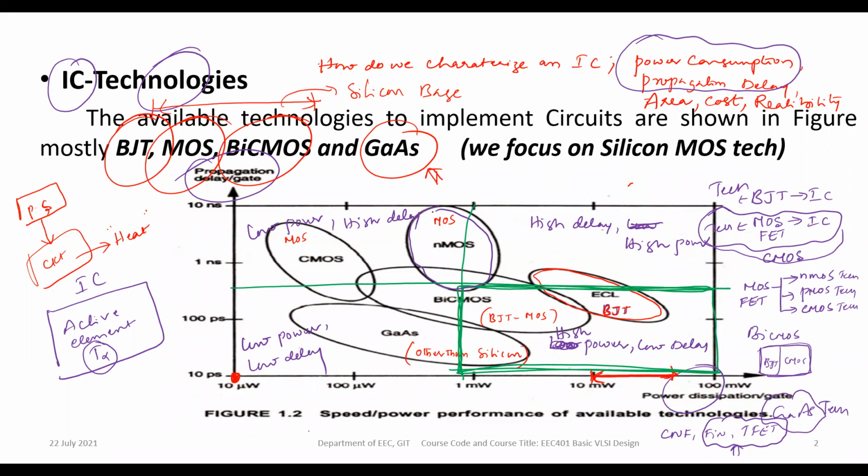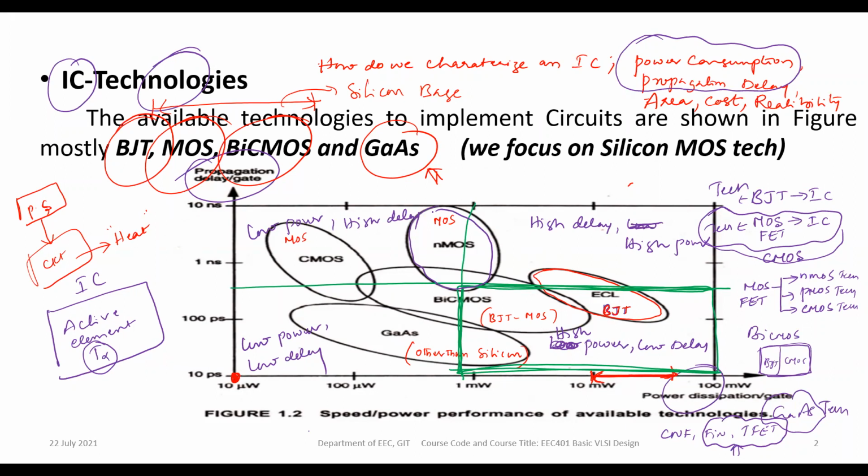In fact, the number of transistors on an IC will be limited by the power consumption of the circuit. We are not able to put more devices on an IC, because the power consumed by the circuit is very high. So later they came up with the NMOS technology.